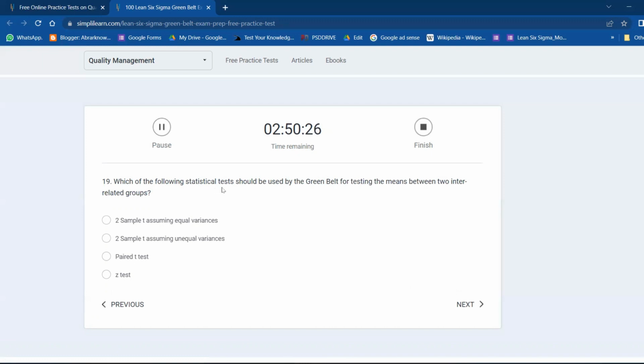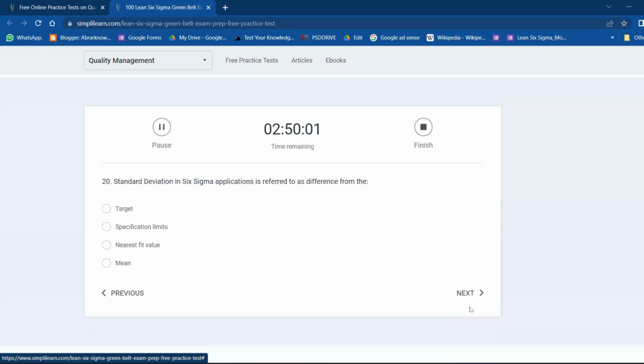Which of the following statistical tests should be used by a Green Belt for testing the means between the two interrelated groups? Let's say we are talking about two groups, maybe cricketers and all that, the same subjects, testing the means of the two groups. That means the paired t-test is more powerful than the two-sample t-test. So paired t-test is the right answer.